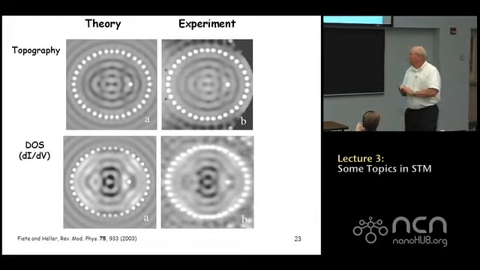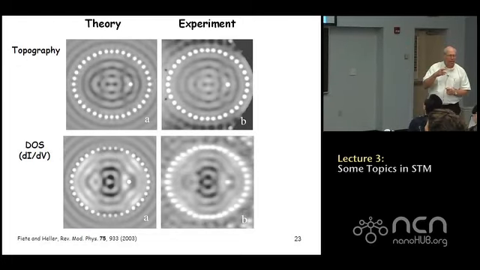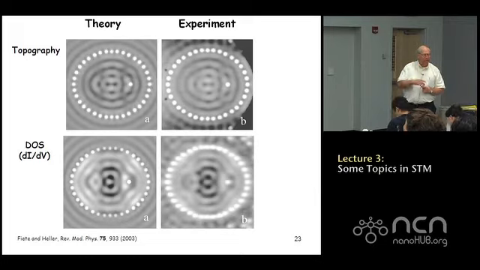And then what's more interesting is if you make a density of states plot. Because experimentally that's what STM is measuring, density of states. You measure density of states plots as a function of X and Y. Again, you've got a theory and an experiment for an empty corral.